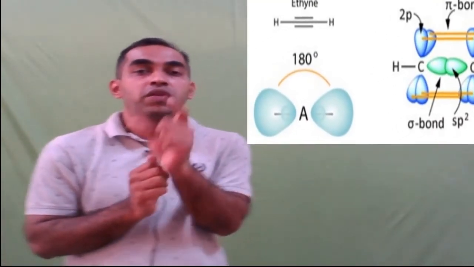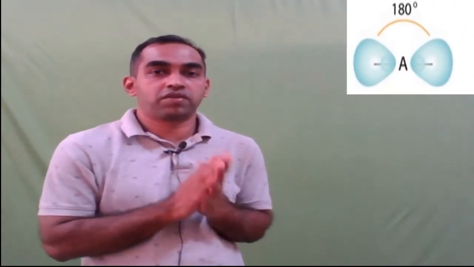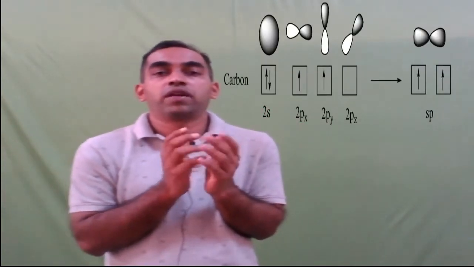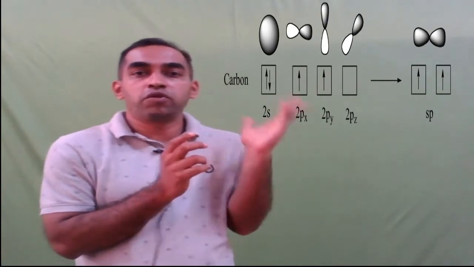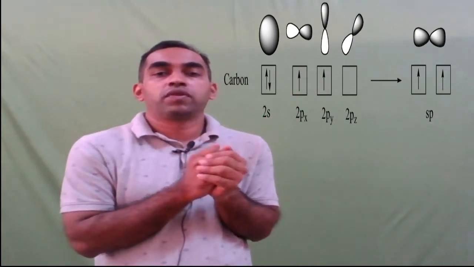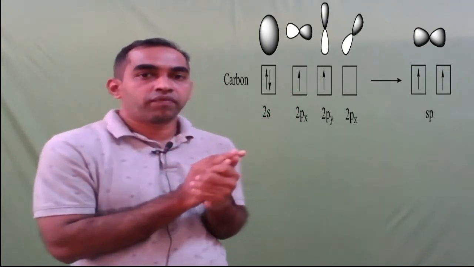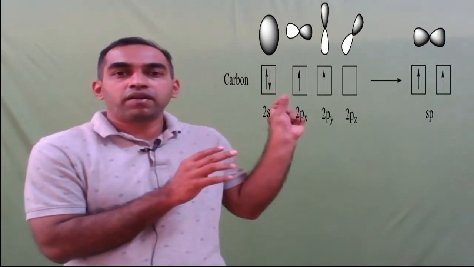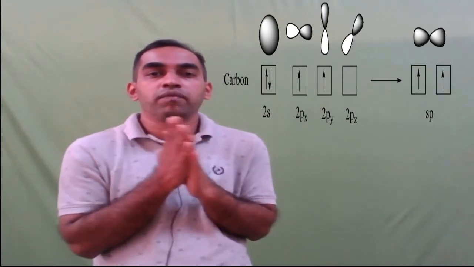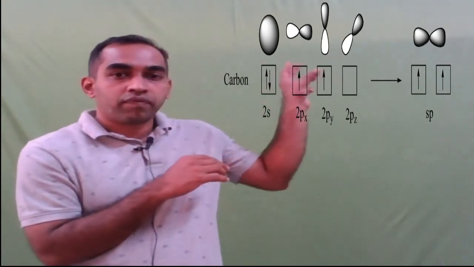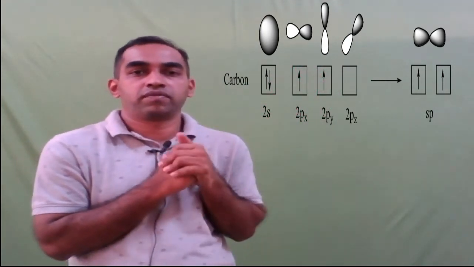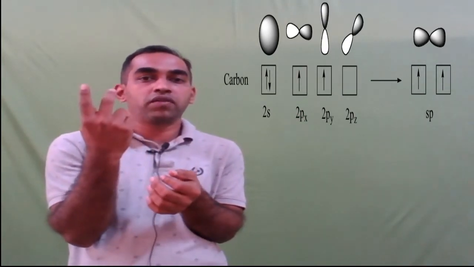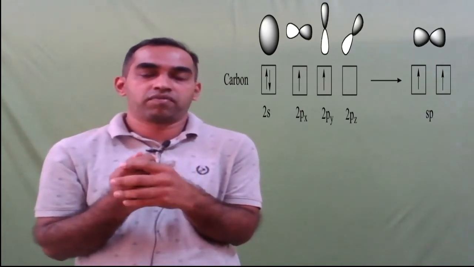In that you see each carbon atom is sp hybridized. Electronic configuration of carbon is 1s2, 2s2, 2p2 because atomic number is 6. So now the 2s orbital will mix with one of the p orbitals to give two sp orbitals. So in this case, there are two p orbitals which have a single electron.